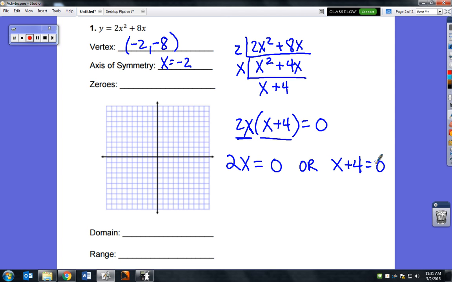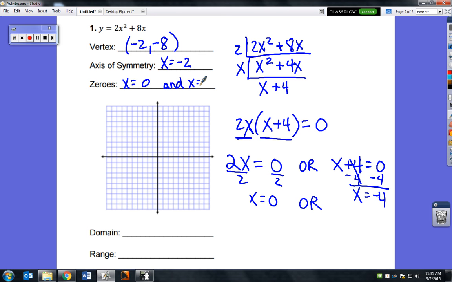So if I divide by 2, I'm going to have x equals 0, or I have to subtract 4, I'm going to get x equals negative 4. My zeros are x equals 0, and x equals negative 4.